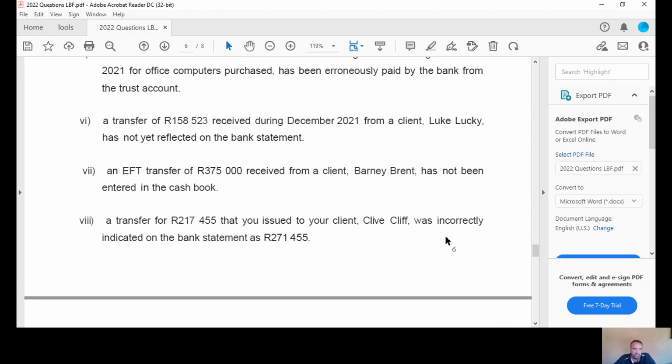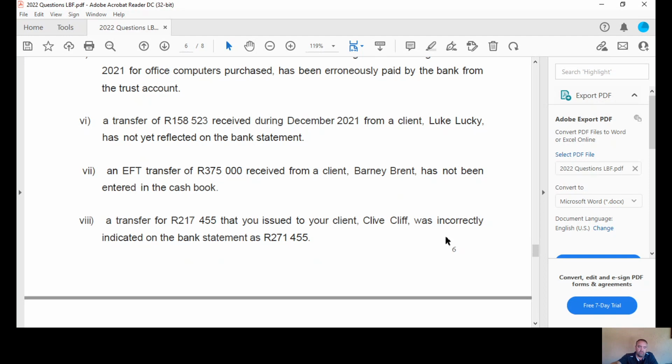Okay, number 7, an EFT transfer of 375,000 received from a client, Barney Brent, has not been entered in the cash book. So we've got a client there, we've received an EFT, it's not showing in our cash book. So all that we've got to do is go and enter it into our cash book.